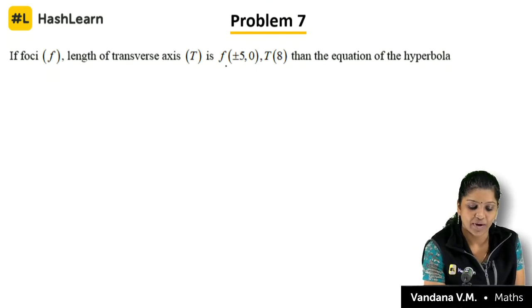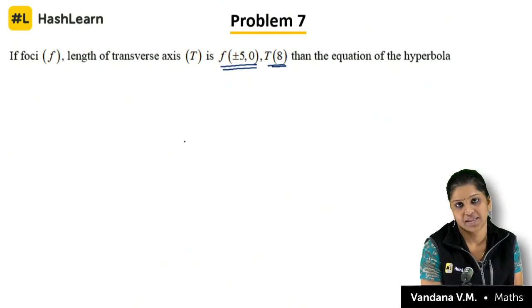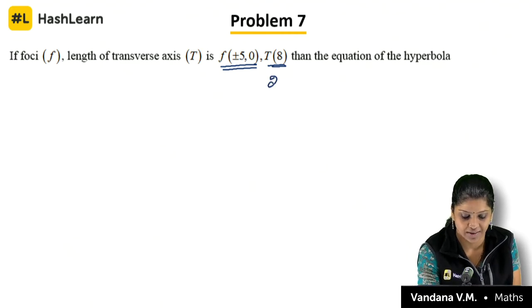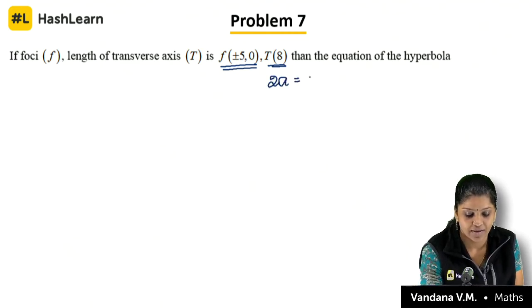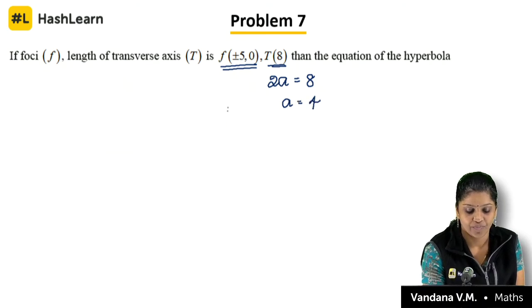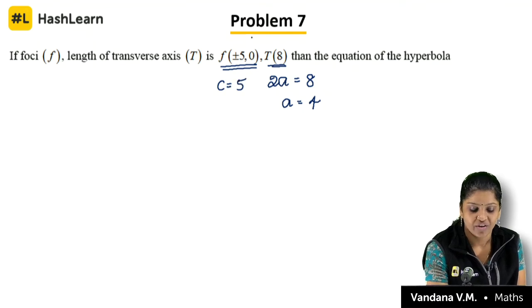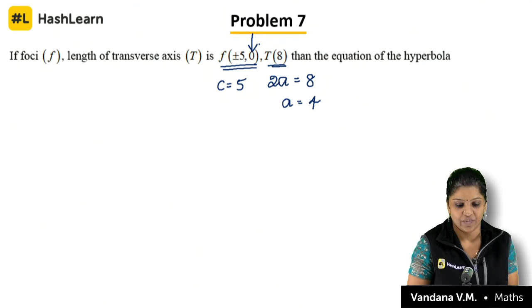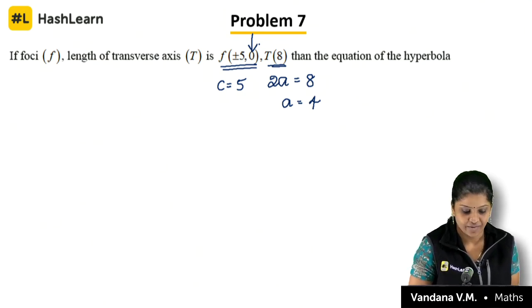Nice. See, now what did they give? They gave the foci and the transverse axis, the complete transverse axis. Means what? The length of the transverse axis is nothing but 2A is 8, A value is 4. Now the foci, foci means C value 5. Which coordinate is 0? Y coordinate is 0. Very good.